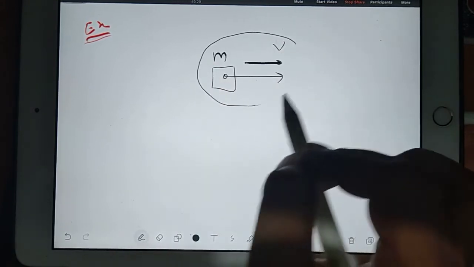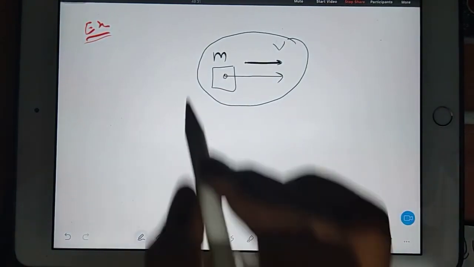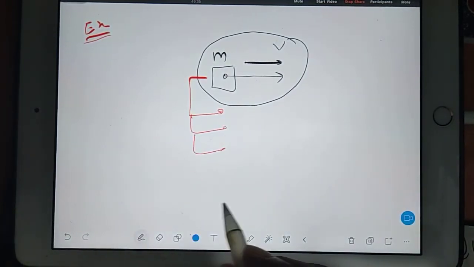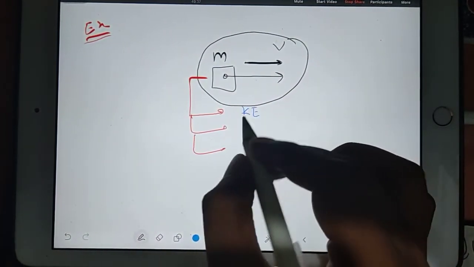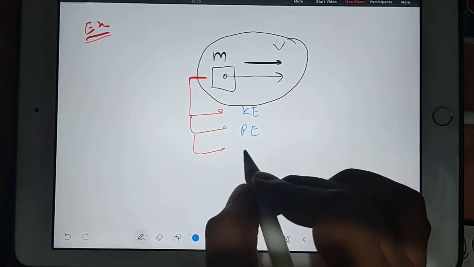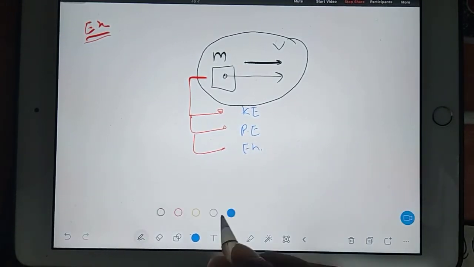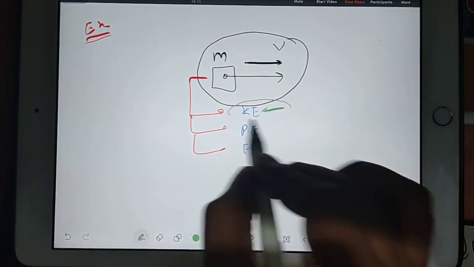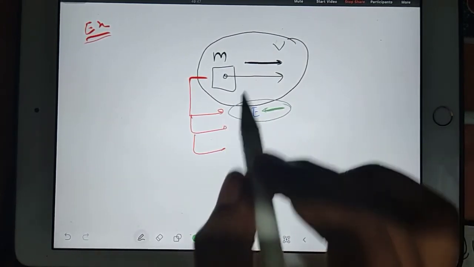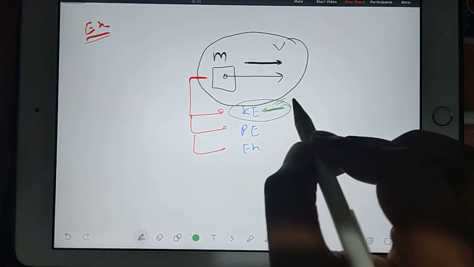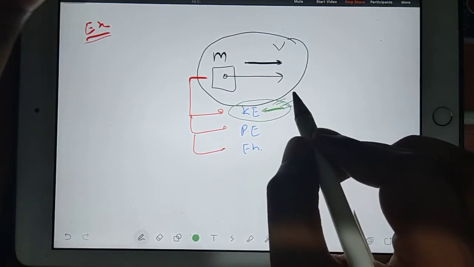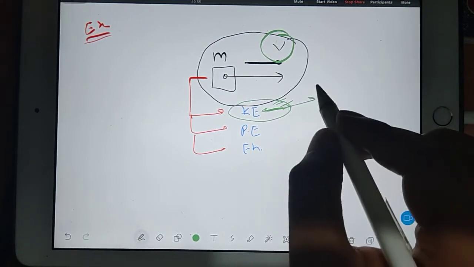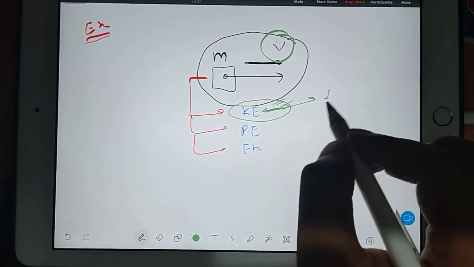So what kind of energy will this mass have? Actually, this mass will basically have three types of energy: one is kinetic energy, one is potential energy, one is enthalpy. Kinetic energy is very easy to explain. Kinetic energy is nothing but energy because of the motion. And what is the motion here? The velocity part. And kinetic energy has its own formula, half mv square.